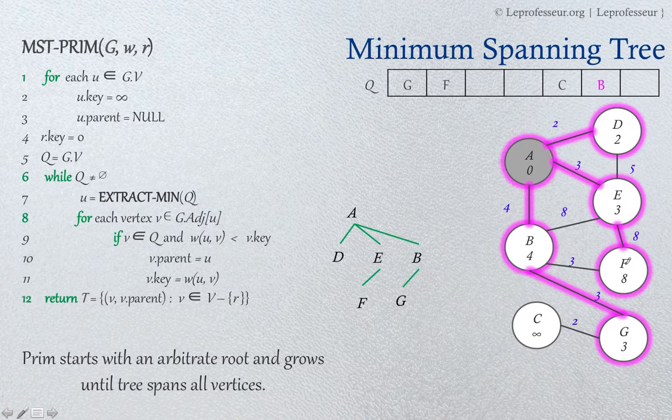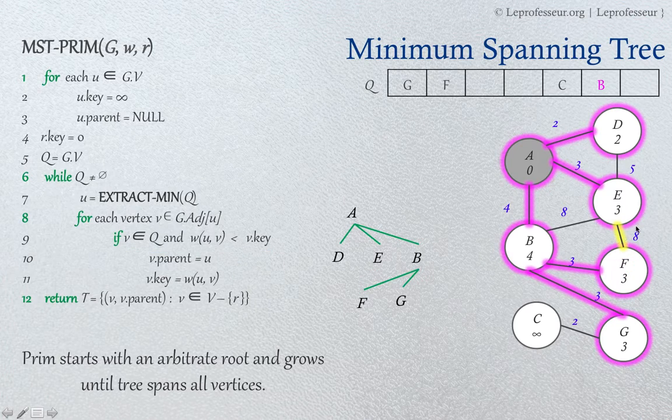Now here is the tricky thing. Between B and F, that edge has weight 3, which is less than 8. So we are satisfying one condition at line number 9, and F also exists in the queue. So we are satisfying both conditions at line number 9, and we're going to end up executing lines 10 and 11 for the vertex F.